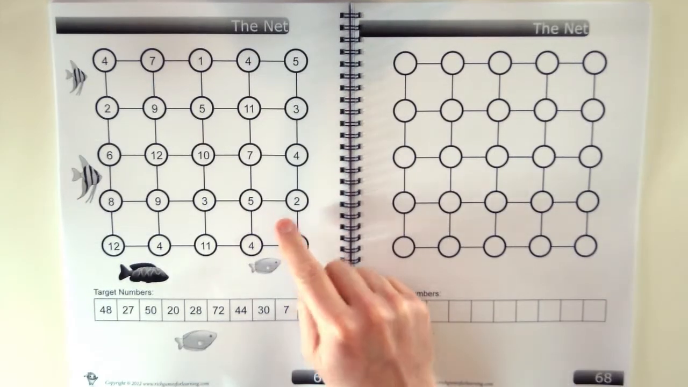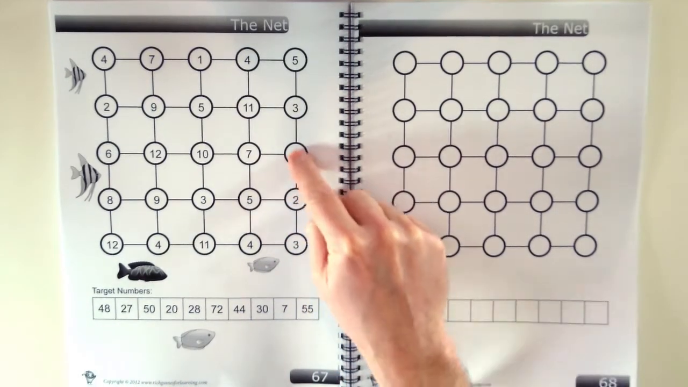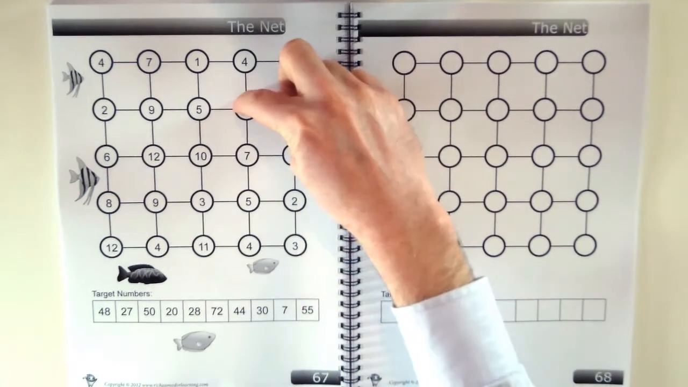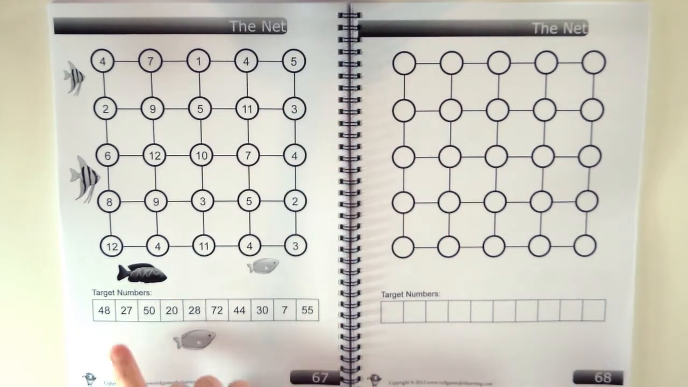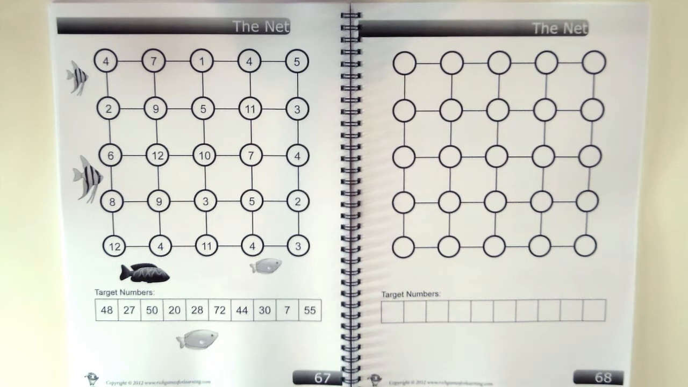This game is the net, where players need to move along the circles, multiplying two of the numbers together that they land on in a row to equal the target numbers.